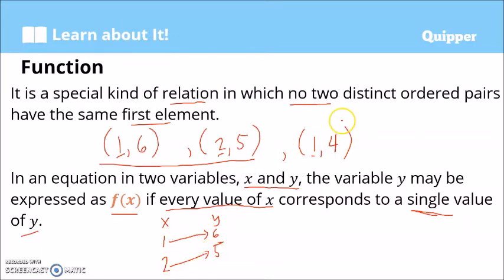But if we have this one, wherein 1 is also mapped to 4, then we can add here 4. In this case, 1 is also mapped to 4. So in this example, hindi na single value yung naka-assign kay 1. Dalawa na. So we have 6 and 4. So in this case, this is not a function of x. So, y is not a function of x anymore. Kasi, na-violate niya yung dapat single value lang ng y.